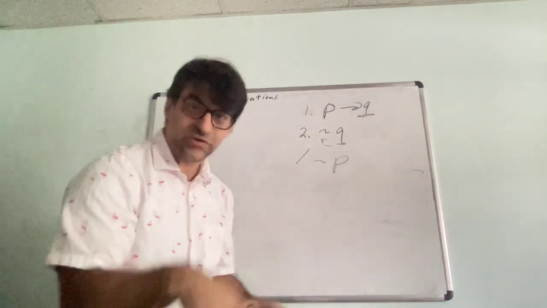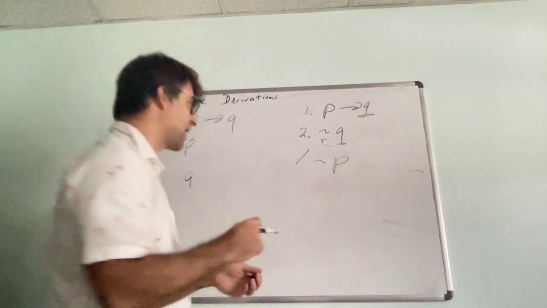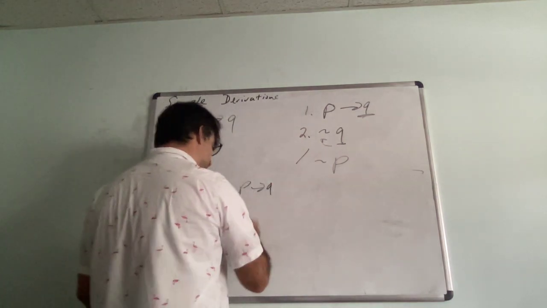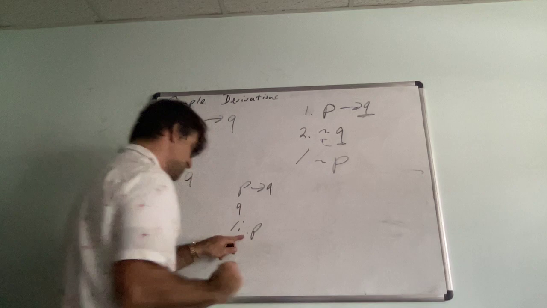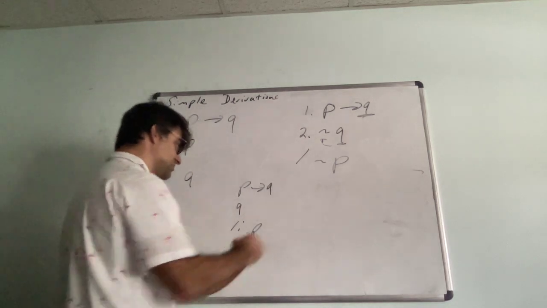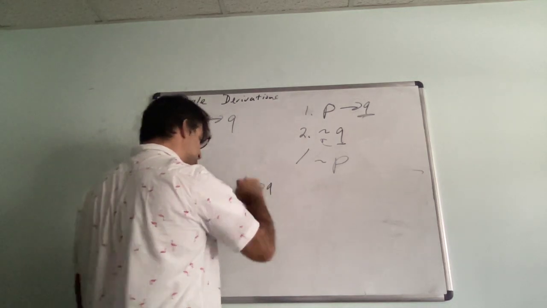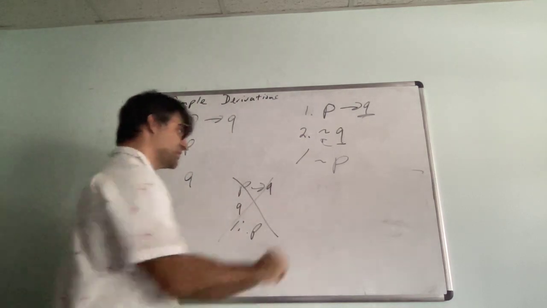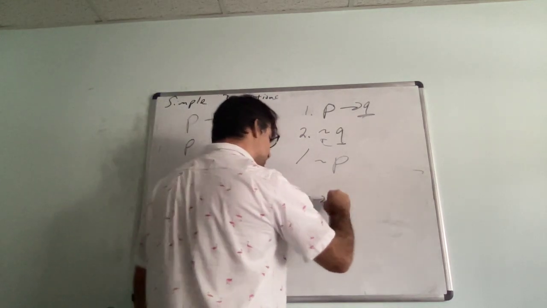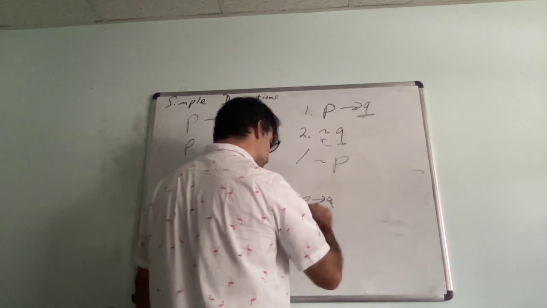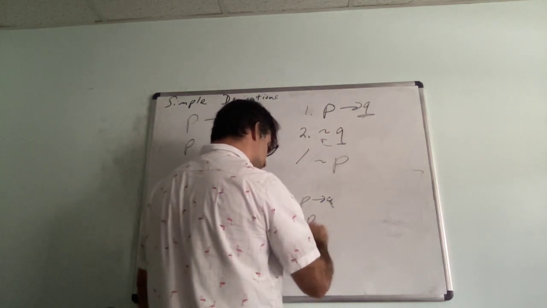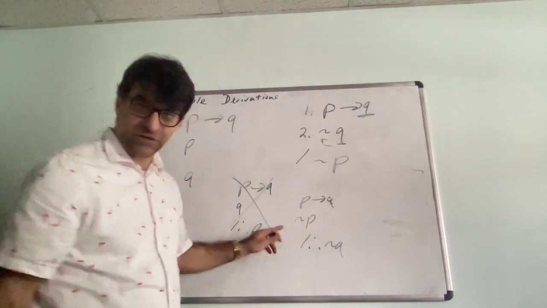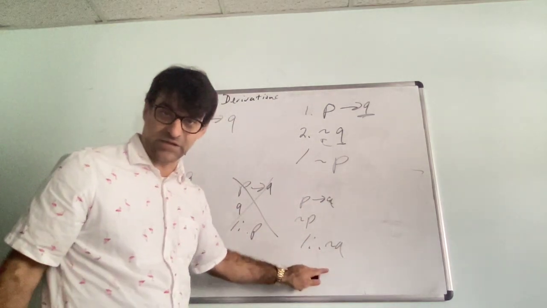The converses of these don't work; they are invalid. P arrow Q, Q, therefore P is invalid. Sometimes I'll use three dots with a slash to indicate the conclusion. This is invalid. Just because the consequent is true doesn't mean the antecedent is true. So you have to be very careful here. You can't deny the antecedent and therefore deny the consequent.